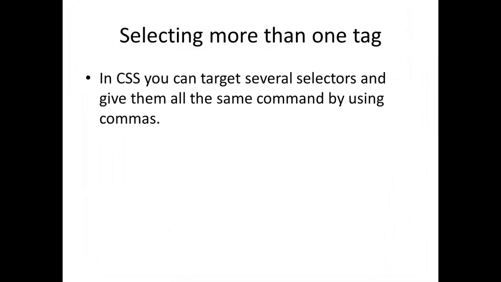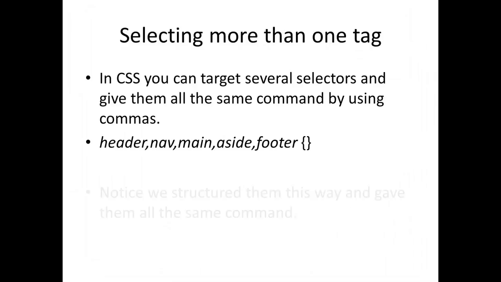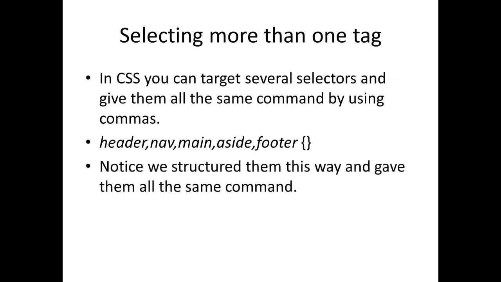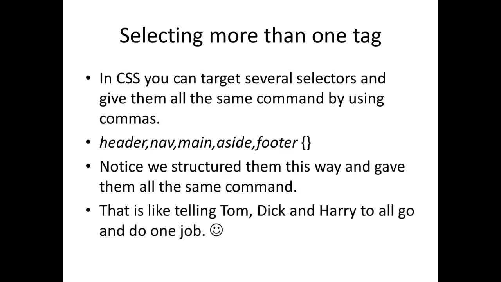So in CSS, we can target several selectors and give them all the same command by using commas, like in this example here. If we wanted to target the header, the navigation, the main div, the aside, and the footer, we could separate them with commas and give them all the same command in the curly brackets. Notice we structured them this way and gave them all the same command if you look at the style sheet. That's like telling Tom, Dick, and Harry to all go do one job. Okay? Okay. So that's pretty much how you do it.